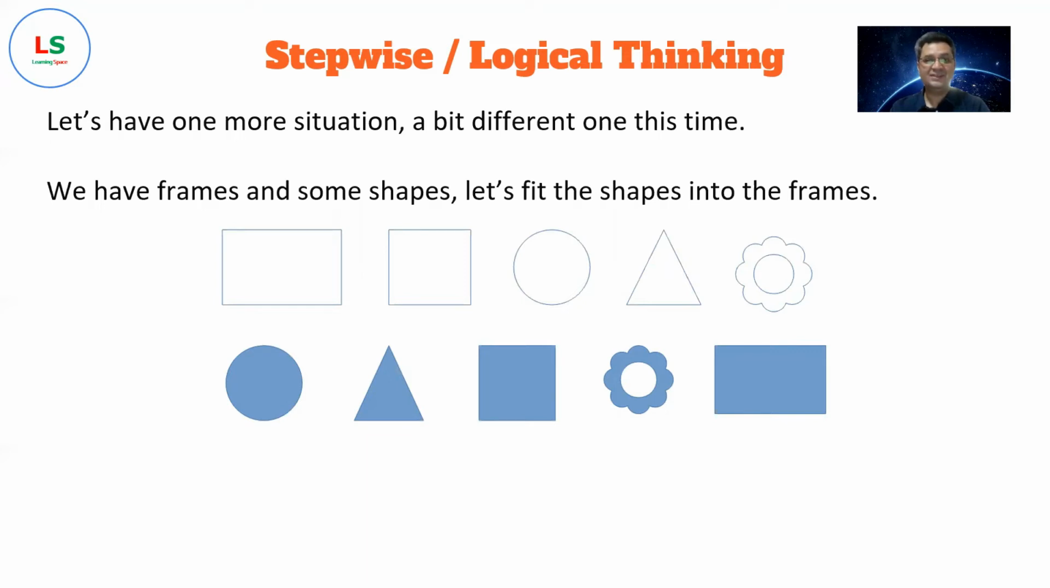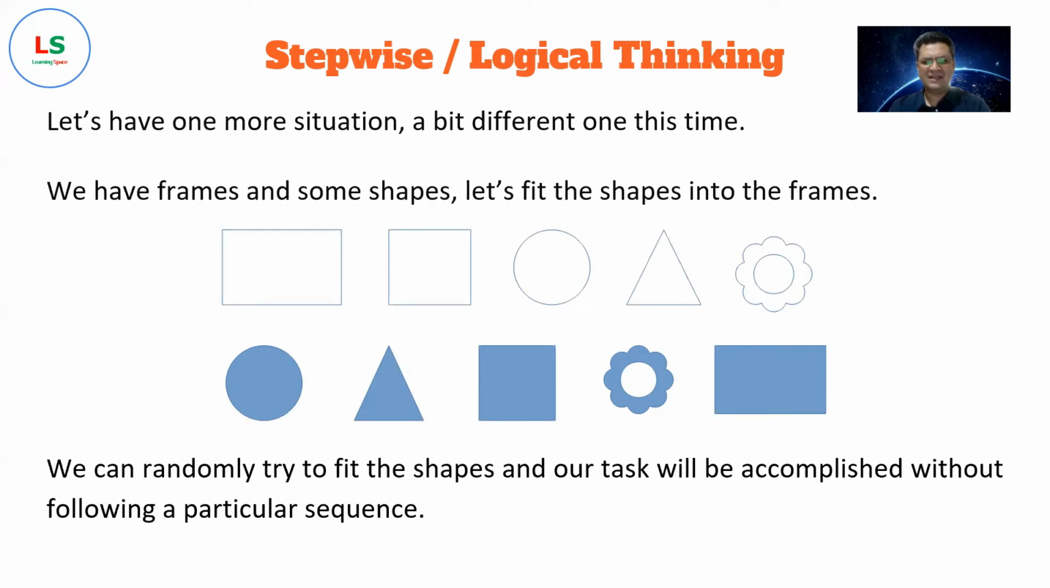Now herein, we can actually do a hit and trial. We can try to fit the circle into the rectangle or the triangle into the square. But alas, we'll find out that only a rectangle frame will fit the rectangle shape and only a circular shape will fit the circular frame. That means we can randomly try to fit the shapes and a task will be accomplished without any particular sequence. That means there are problems which get solved in a sequence and there are problems which can be solved without even following a sequence. Let's go with another one.